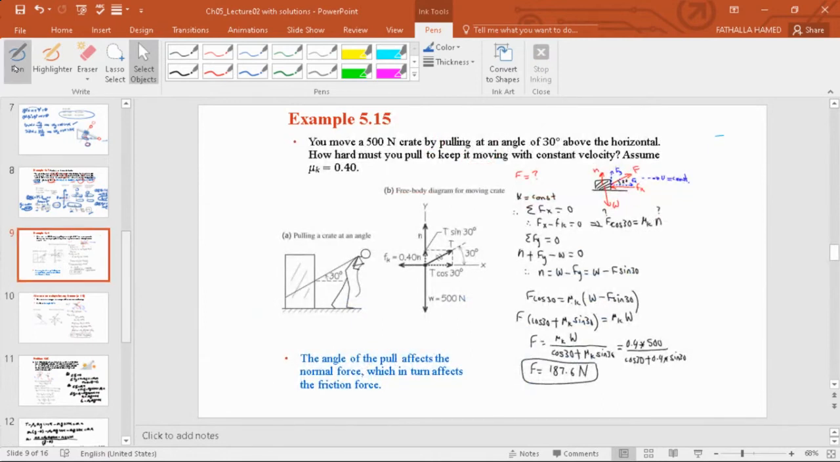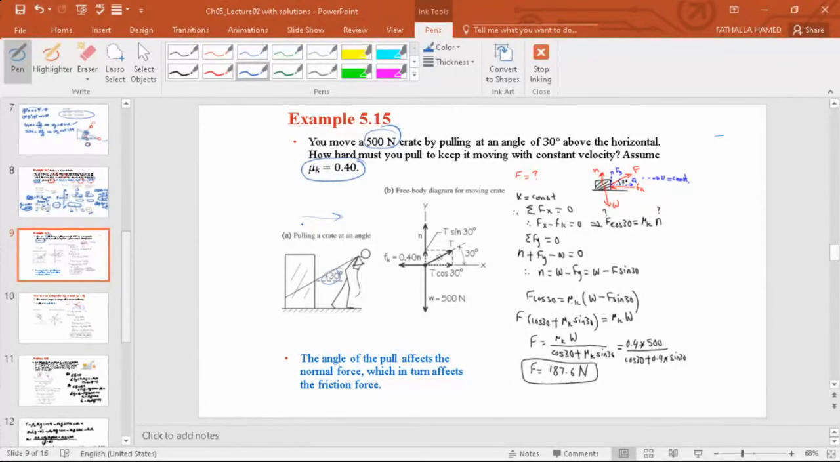Let's take another example here. You move a 500 newton crate by pulling at an angle of 30 degrees above the horizontal. How hard must you pull to keep it moving with constant velocity? Assume that the coefficient of kinetic friction is equal to 0.4. They're giving you the weight, and you're pulling at an angle of 30 degrees, but the object is moving horizontally. They're asking you, how hard should you pull?